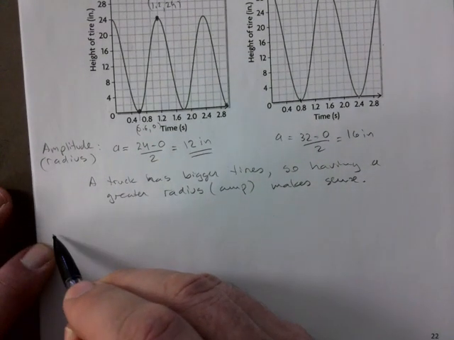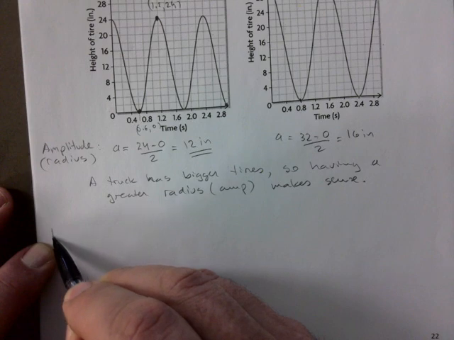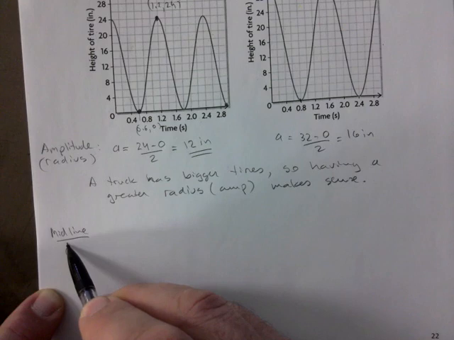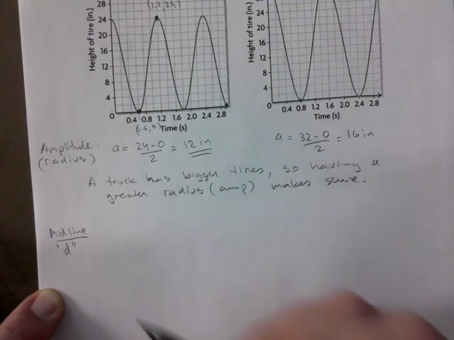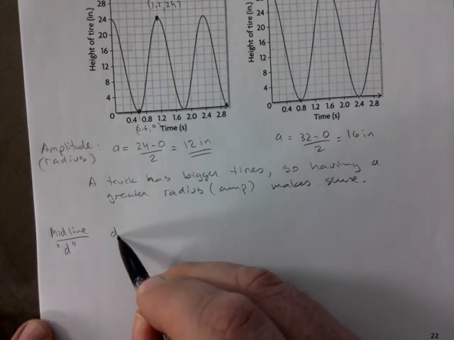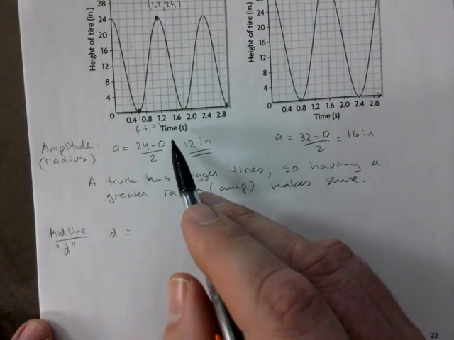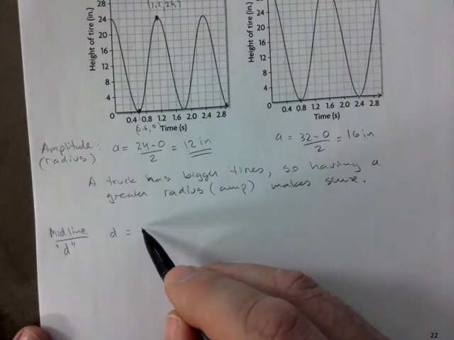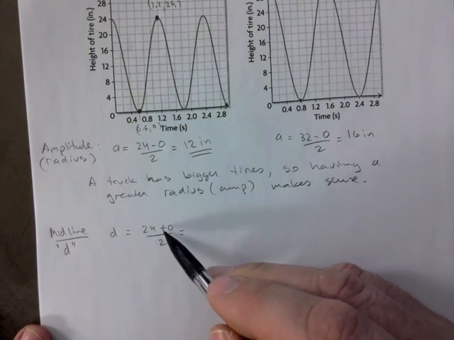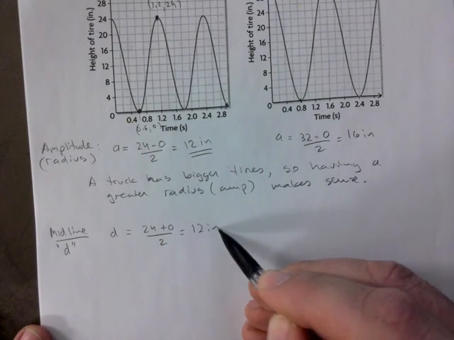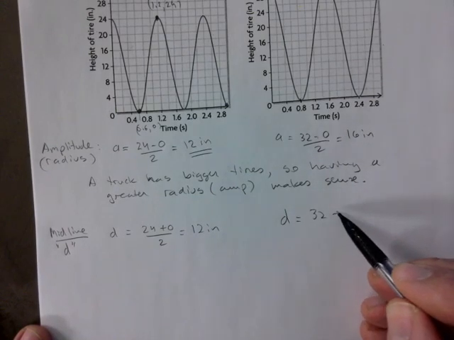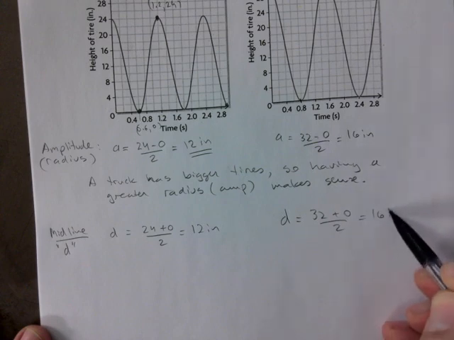Next, we're going to talk about the midline. That is given to us by D in the equation. For the midline for this car, it would be max plus min divided by 2, and so that's 12, also 12 inches. Midline for the truck would be 32 max plus min divided by 2, which is also 16 inches.